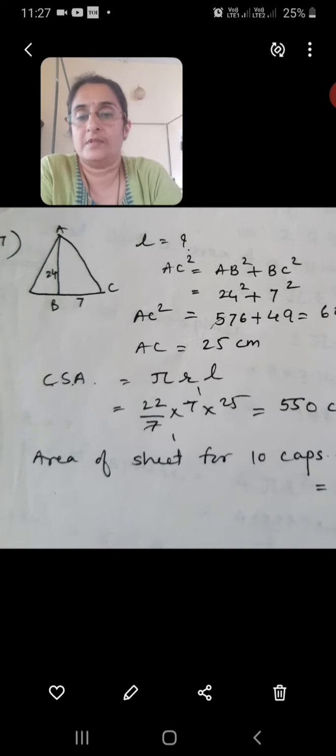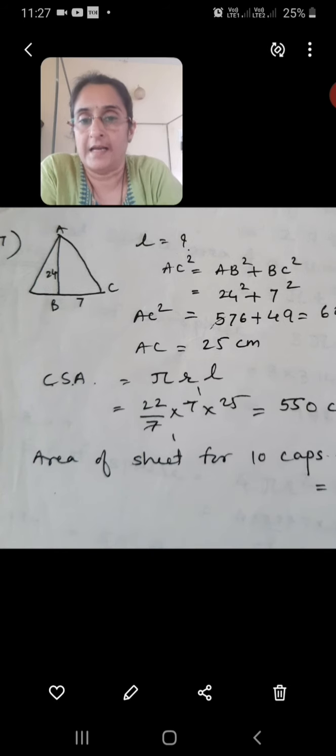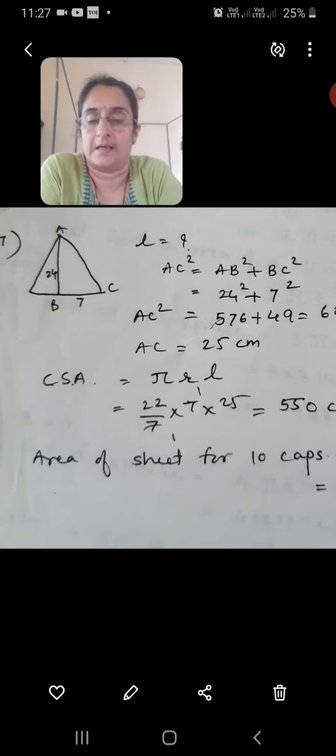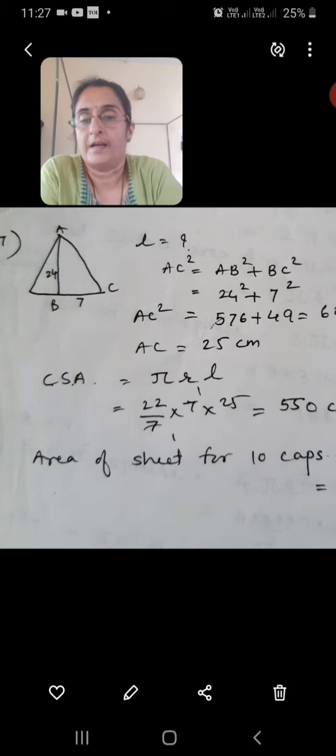Can you see in the picture, AB is the height of that cap, that is 24. BC is 7, that is the radius of that cap. But we have to find out AC, that is the slant height, to find the curved surface area. To find the curved surface area, we need the slant height, and it is not given here. So using the Pythagoras theorem, we are going to find AC.